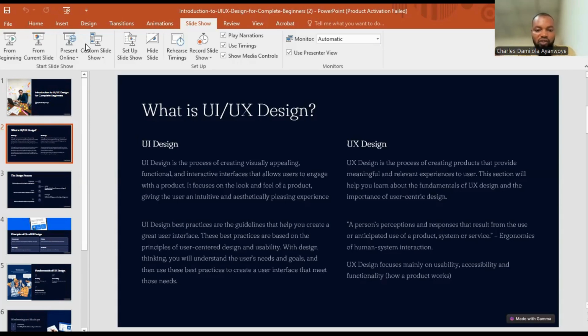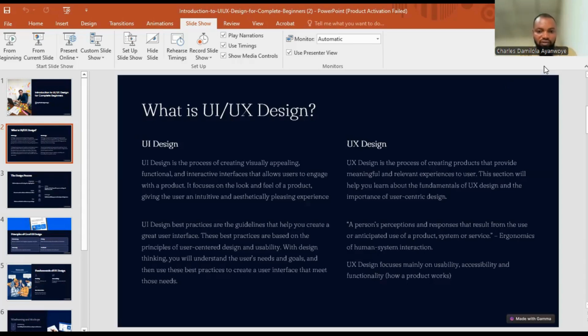While UI is much more focused on the look and the feel of the product. UX design focuses mainly on usability, accessibility, and functionality. I said it already, how a product works. Usability, accessibility, and functionality. That is UX. And this is the main difference that lies between the UI and the UX part of a product.